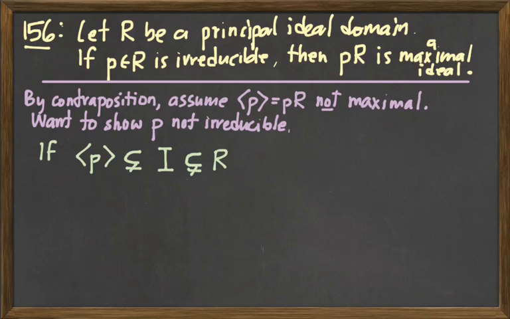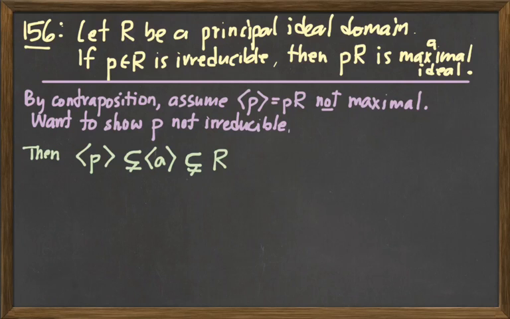Okay, so we know that there's an ideal that's intermediate between the ideal generated by P and the whole ring. How do we know it has the form bracket A? Because R is a principal ideal domain. So I just wanted to clarify that this is where we're using that assumption. Because R is a principal ideal domain, we can assume that that's the ideal generated by A in the middle. Okay.